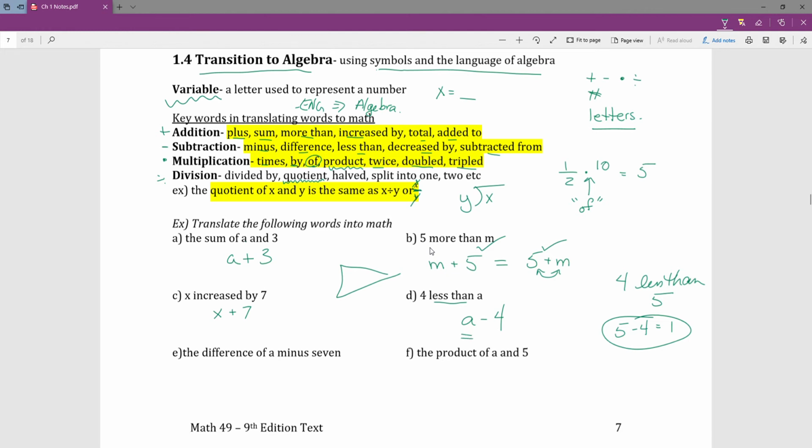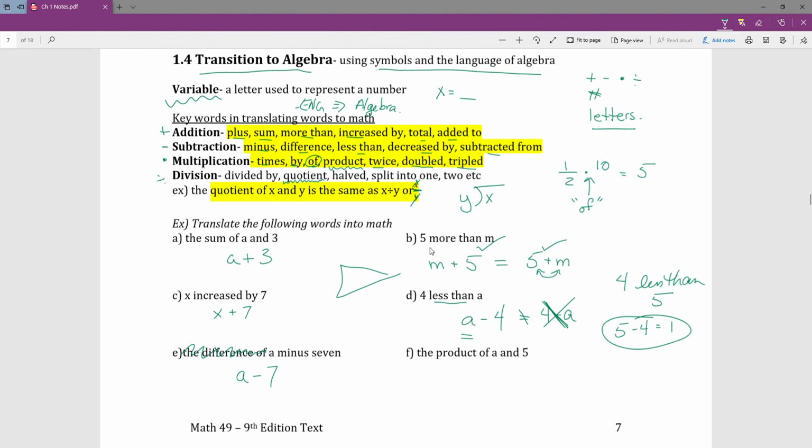So the order matters here. It is not 4 minus A. That is wrong. That's not the same thing. Okay, the difference of A and 7. So a little redundancy here. It didn't really have to say the difference of. You could just say A minus 7. And this is that imprecise nature of English.